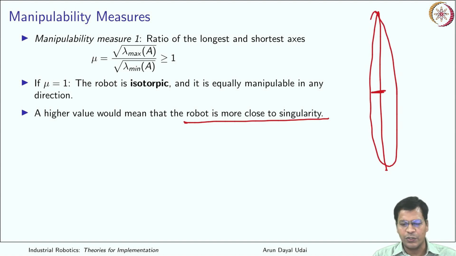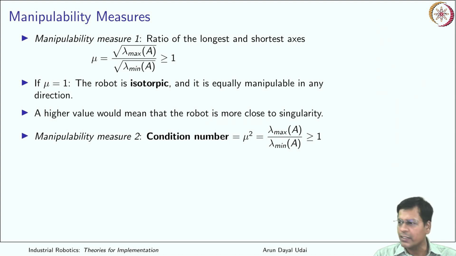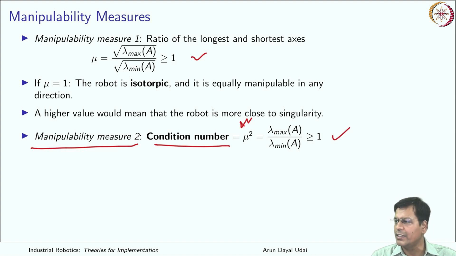Just now you saw that by examples of a 2-link robot, so geometrically it is easy to visualize at least. There is another manipulability measure, that is the condition number. It is nothing but mu square, so you just have to take the square, and this also has a similar meaning. It is known as the condition number, we just saw the definition of that. It also measures how close it is to the singularity. These definitions have evolved over the years and were given by different researchers in parallel at different instances of time.